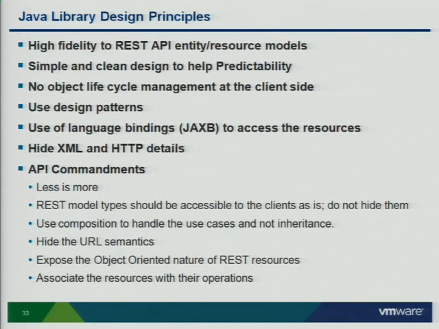And some of the commandments that we wanted to follow is: less is more. We want you to write less code, and whatever the boilerplate code is, we will suck it into the SDKs. REST model types are accessible to the clients. URL semantics will be hidden from you. Of course, there are certain entry point URLs that the user will still need to know, but most of the URLs, how they are formed, will be hidden by the SDK. How we traverse from a top-level resource to its contained resources and so forth, while doing that, you won't have to worry about the resource URLs.